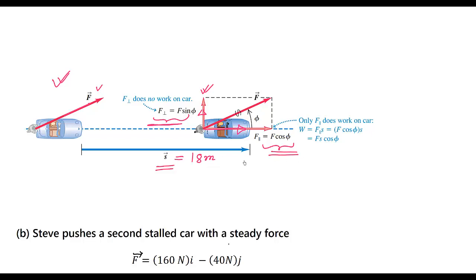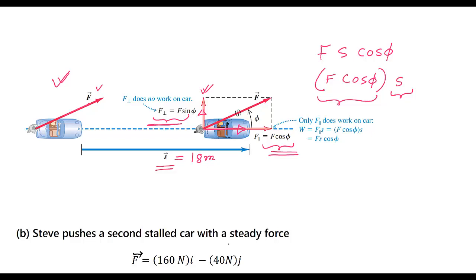So you see, the work done is only done by F cos phi. That's why we are writing F into S into cos phi. That is the work done in this case, F S cos phi. You can also write the same thing as F cos phi times S, that is, the parallel force component multiplied by the displacement. That is the work done in this case. So this is one way by which you can calculate the work done.